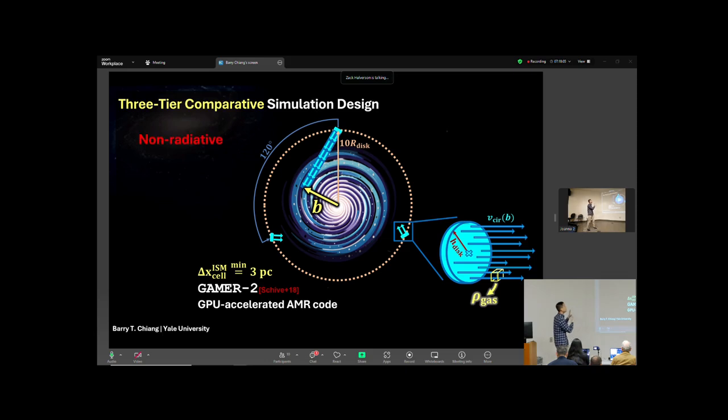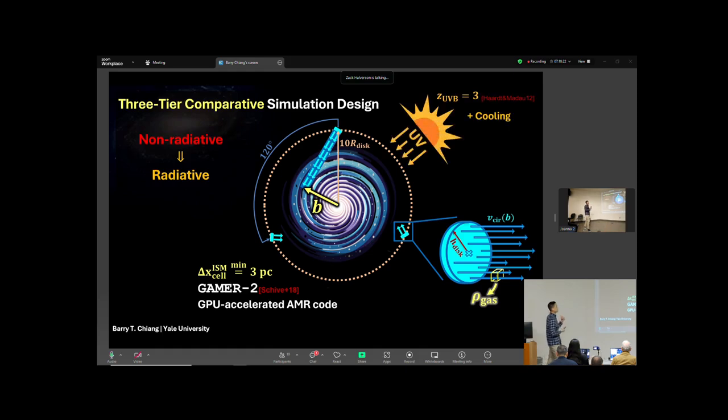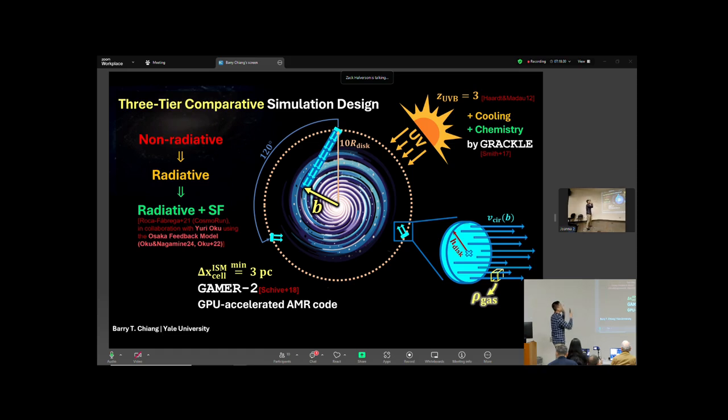So we have a 3-tier simulation design where in the first tier, the simplest possible case, we are running non-radiative simulations where all the temperature variations are purely caused by adiabatic contraction and expansion. And then we introduce radiative processes, where we have a fixed UV background at redshift 3 and include primordial cooling. And then at the end, we bring in everything, star formation.